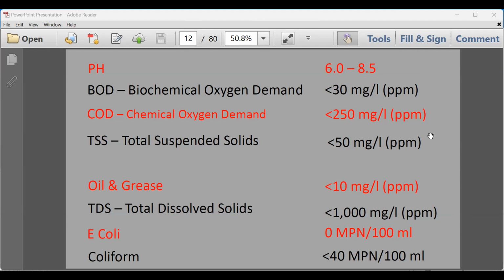TSS, total suspended solids. Waterborne suspended particles in water that are not dissolved and can be trapped by a filter. It may be 2 micron or above in size. TDS, total dissolved solids: particles dissolved in water and smaller than 2 micron in size. Coliform, a collection of different kinds of bacteria. E. coli, a subgroup of fecal coliform.